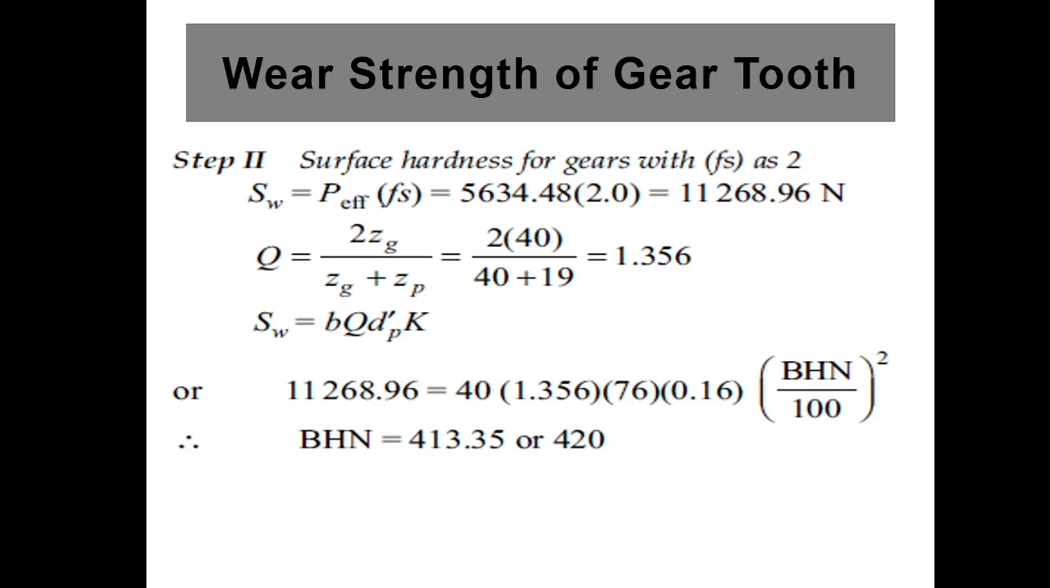Now we put in all these values. So we get the Brinell hardness number, or surface hardness, which comes to 413.35, or we consider around 420, BHN equal to 420. Thank you.